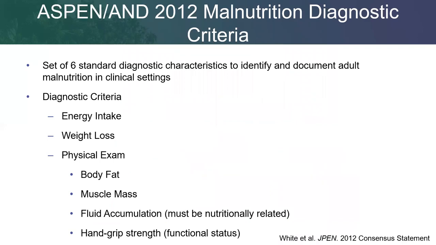Well, then once we figure out the etiology, how do we really identify, document, and diagnose malnutrition? This is a part of that recognized 2012 malnutrition diagnostic criteria that hopefully you're using and your hospital system or clinic system is using as well. It's a set of six standard diagnostic criteria, including energy intake, percentage of weight loss compared to usual body weight, and a physical exam, including body fat, muscle mass, fluid accumulation, and hand grip strength. Of note, the fluid accumulation must be nutritionally related and cannot be related to a clinical condition such as, for example, liver disease or renal disease. And hand grip strength can be tested with objective measures to measure functional status. The physical exam, including body fat and muscle mass, has a number of different sites that are used in practice. This physical exam is known as the Nutrition Focused Physical Exam, or NFPE.